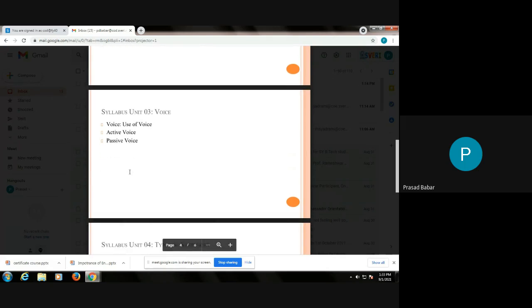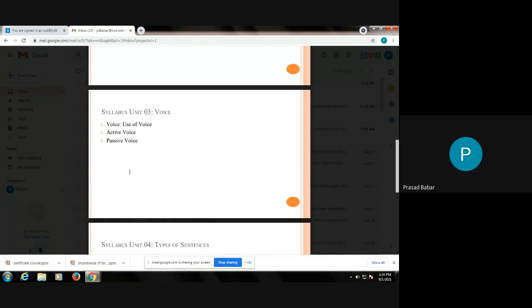The next in the syllabus, the next unit, unit third, is of voice. So voice means what? In Marathi, we call it as prayog. Okay. So voice are of two types. There are two types of voices in English language or in any other language. So the first type of voice is active voice. Active voice. So in the active voice, the subject has given more importance than object. So that is why it is called as active voice.